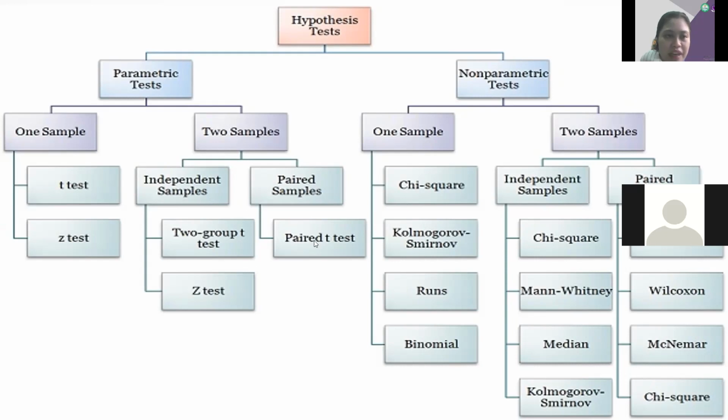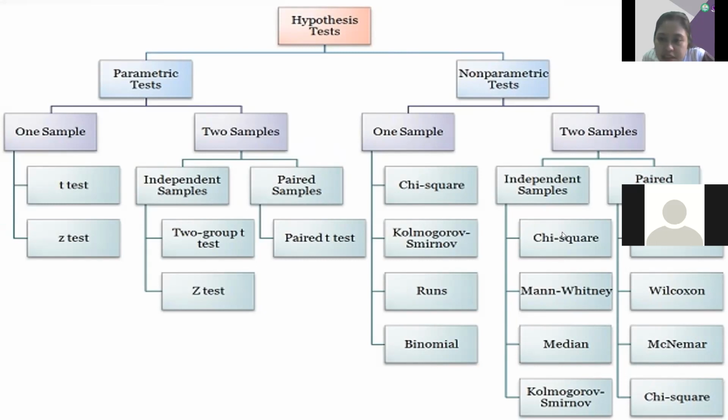Now, if we cannot use the parametric test since, for example, the data is not normally distributed or the data is either nominal or ordinal, dito siya mafo-fall sa non-parametric test. So examples of non-parametric test, we have here the chi-square, the Kolmogorov-Smirnov, the runs, and the binomials for the one sample. Pero pag two sample, ganun pa rin, it can either be independent or paired.